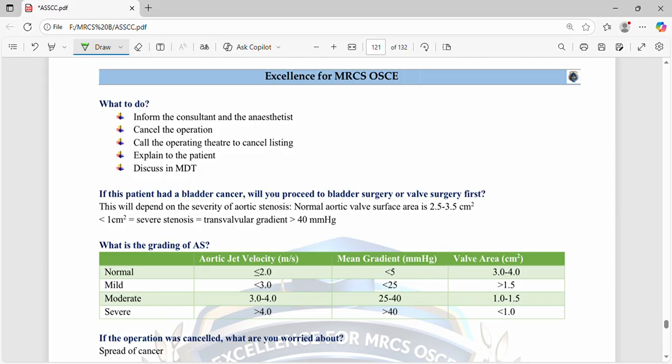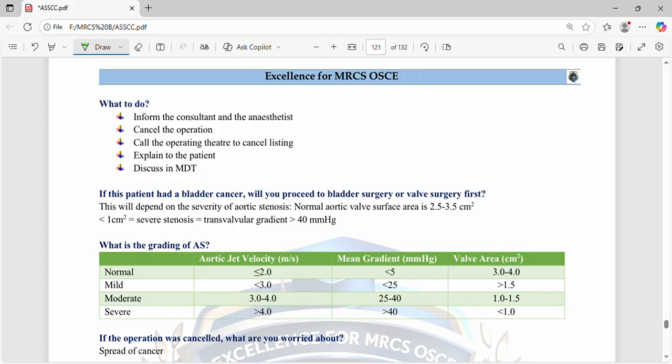What to do? Inform the consultant anesthetist, cancel the operation, call the operating theatre to cancel the listing, and explain to the patient, alert him of the danger, or counsel him about the complications which can happen in the operation.